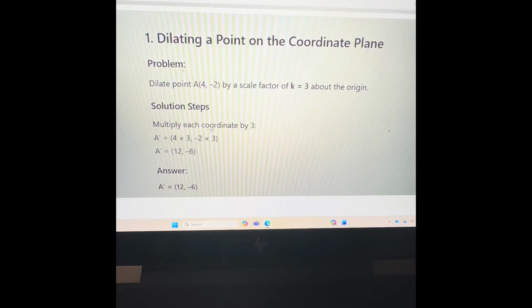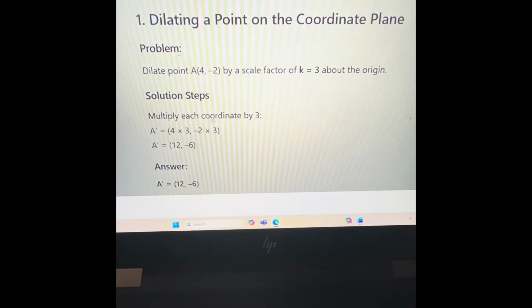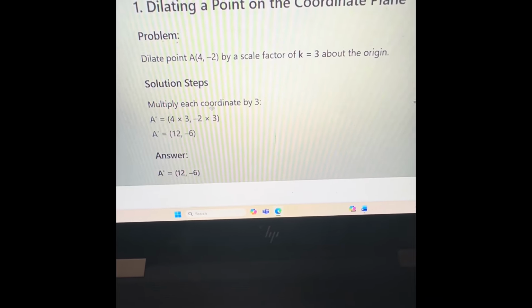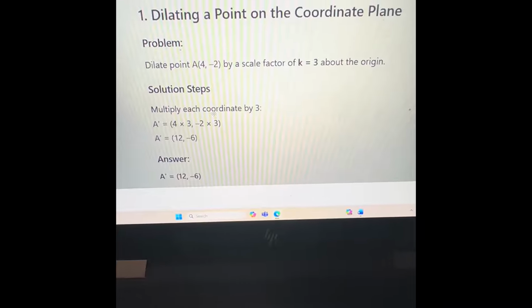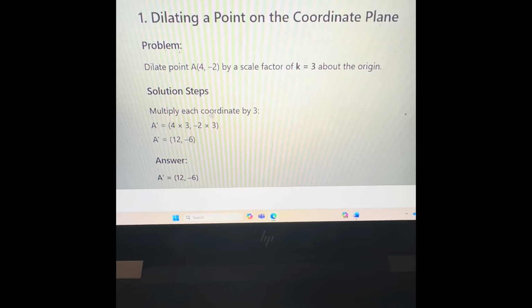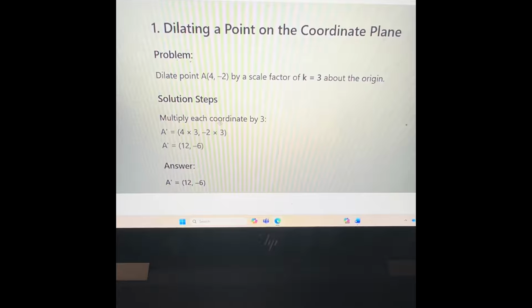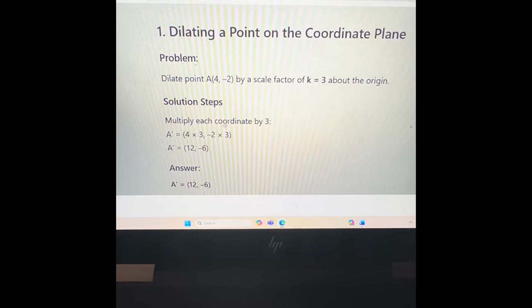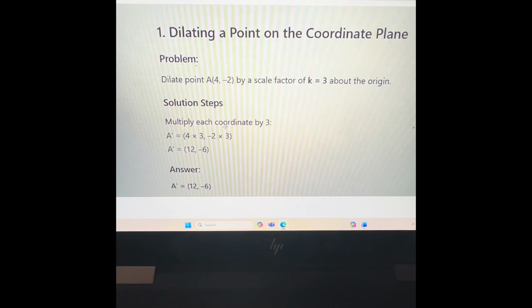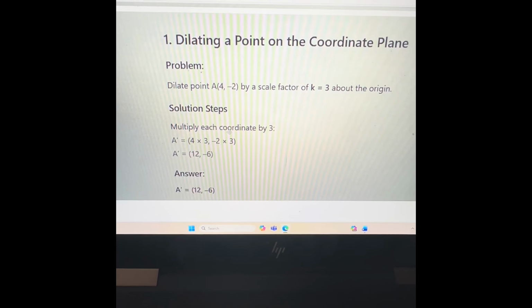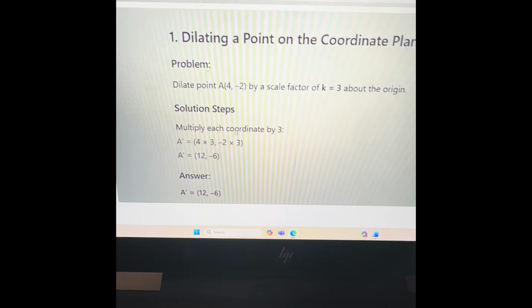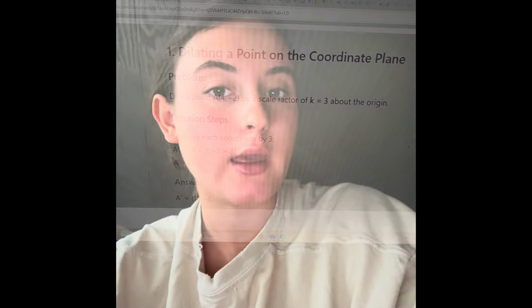Then we have dilating a point on the coordinate plane. The problem is to dilate point A at 4, -2 by a scale factor of K equals 3 about the origin. Our solution steps are going to be to multiply each coordinate by 3. So we have A equals 4 times 3, and -2 times 3. So A equals 12, -6, and that is our final answer.